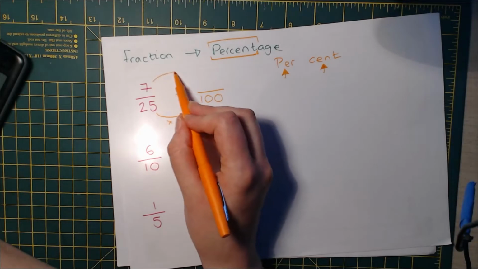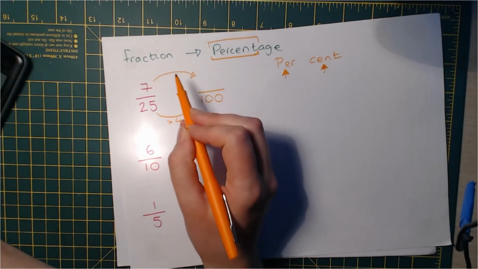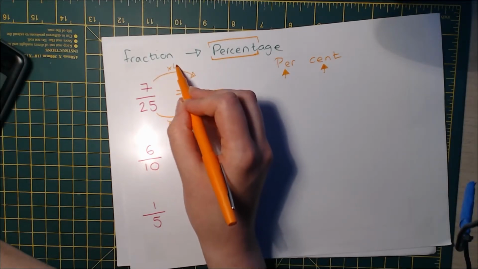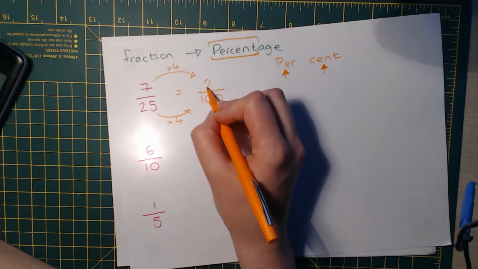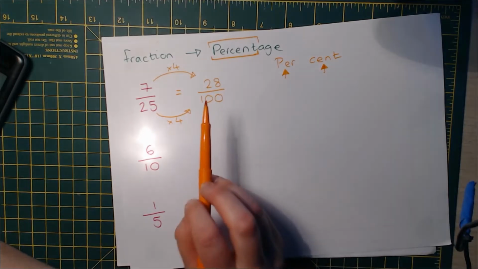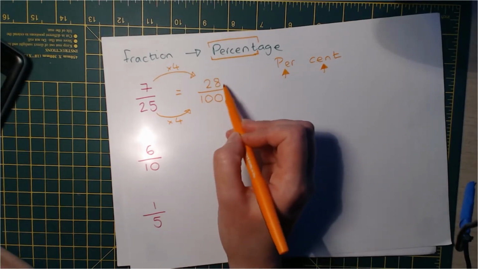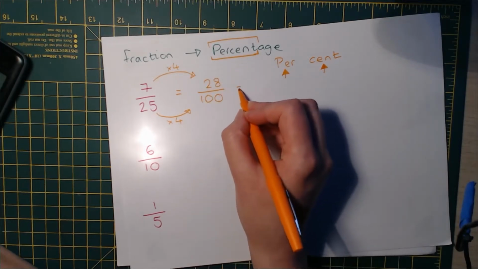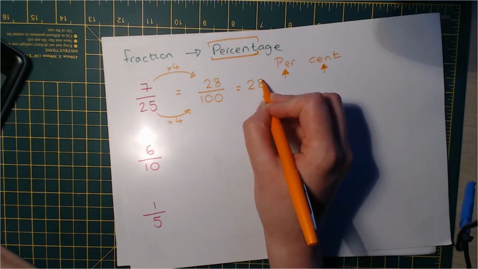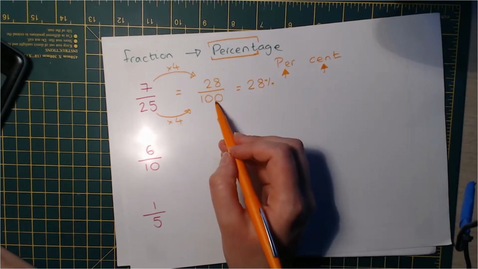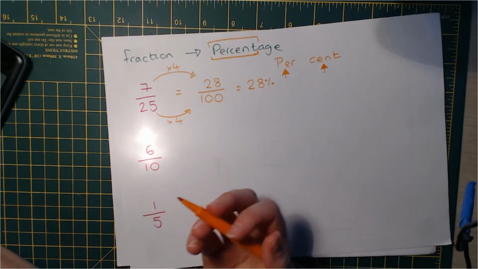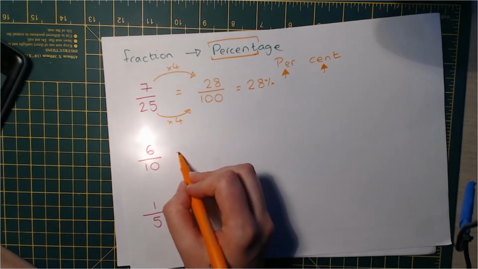So as always with fractions, we do the same to the top as we do to the bottom. Always do the same. So 7 multiplied by 4 is 28. And once we have got this written out of 100, we can just take the numerator, that's the number on the top, and call it our percent, 28%, because it is per 100. It's great, isn't it?